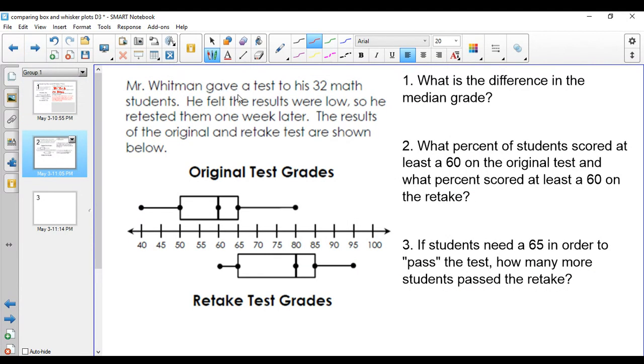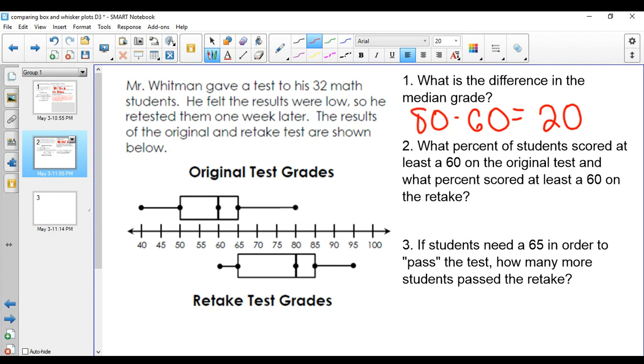Okay, looking at the next example, it says Mr. Whitman gave a test to his 32 math students. He felt the results were low, so he retested them 1 week later. The results of the original and retake test are shown below. So this first plot represents the original test grades, and then these are the retest grades. Number 1 says, what is the difference in the median grade? So it looks like the median on the retest was an 80, and the median on the original test was a 60. So the difference in those is going to be 20 points.